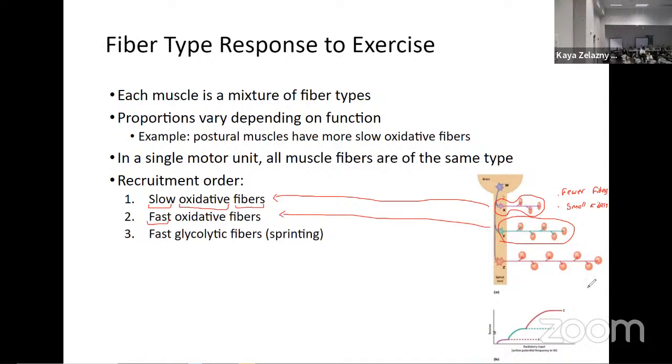And then finally, we're going to use our strongest, biggest motor units, which have the strongest, biggest fibers. And they can be so big because they're just using glycolysis. They don't need to have mitochondria. They don't need oxygen. So finally, we have our fast glycolytic fibers being recruited. So in response to exercise, you're going to start from small to big. This means that you are starting with your oxidative fibers, first the slow ones, then the fast ones. And then once you're doing really heavy exercise, you're recruiting those strong, fast glycolytic fibers.